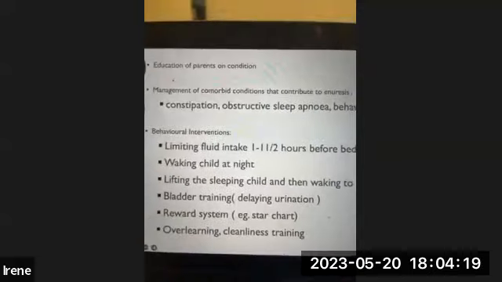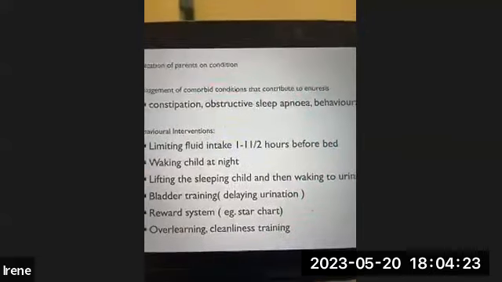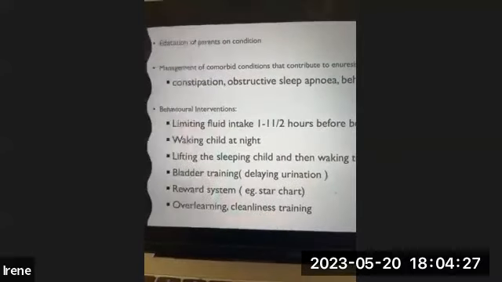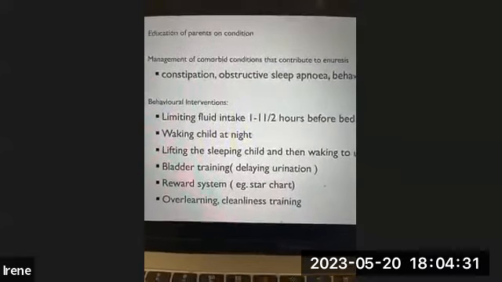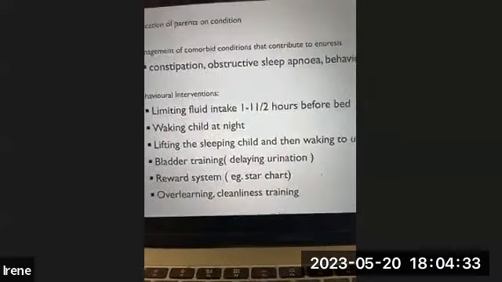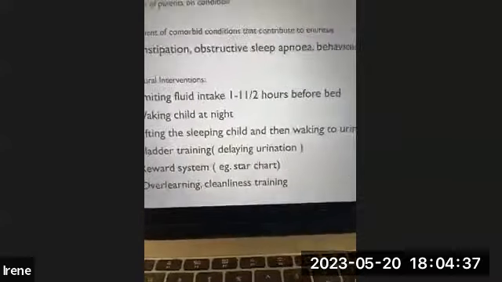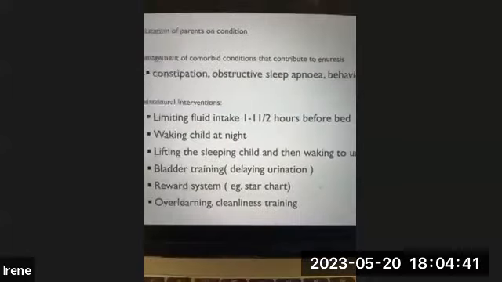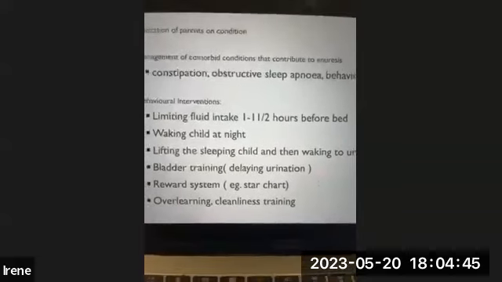So key here, we want to educate the parents on the condition. Those are some of the primary or early statements I tell parents: this is a condition that most children grow out of, but we don't want it to affect them psychologically. So that's why we want to intervene before. And I reassure them. Parents who have children having bedwetting should be reassured that they will grow out of it.